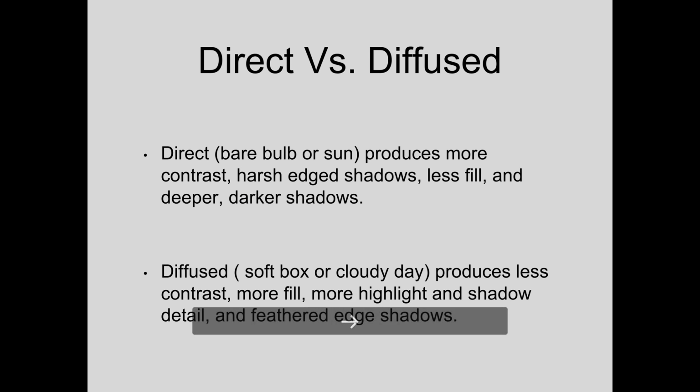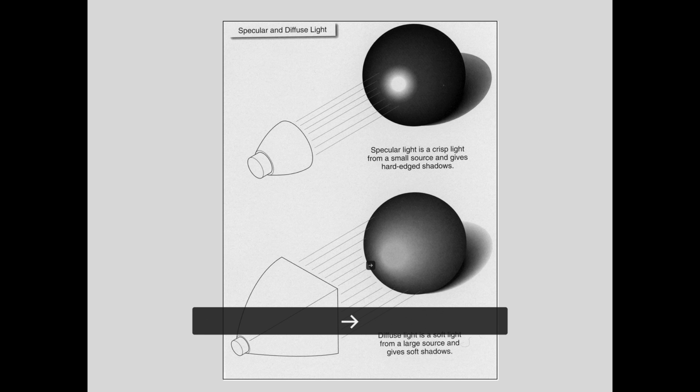A big part of this is thinking about direct light versus diffuse light. For direct light, you can think of the sun, and for diffuse light, you can think of clouds in front of the sun. There are a lot of different ways to think of this. Direct light, you can think of a bare light bulb. Diffuse, you can think about putting a white pillowcase in front of that light bulb, or putting a softbox around a strobe. All sorts of ways to diffuse that light. It basically interrupts the light before it hits the subject.